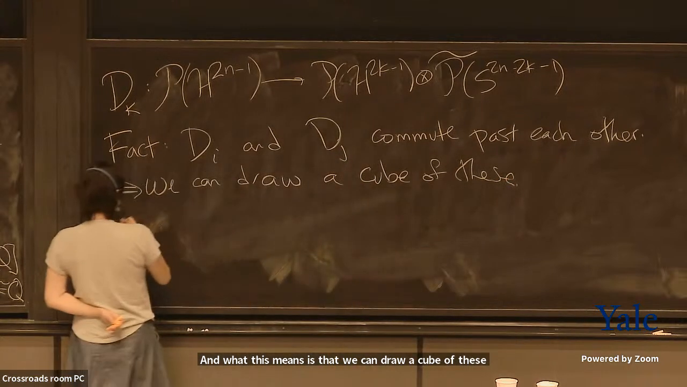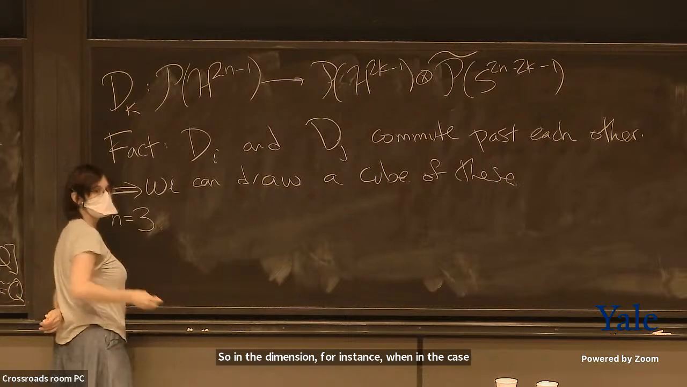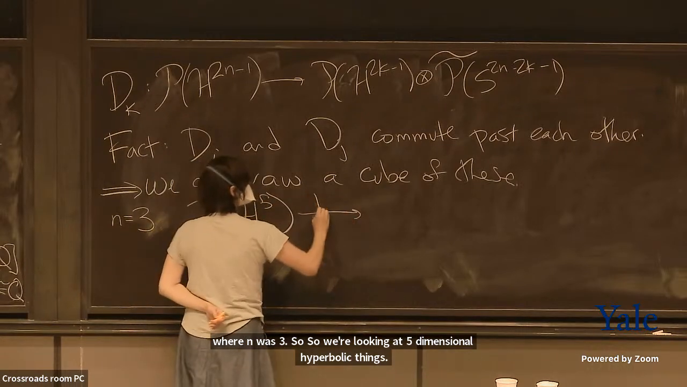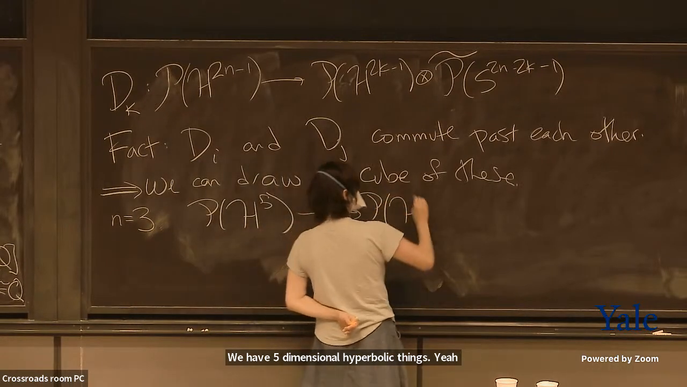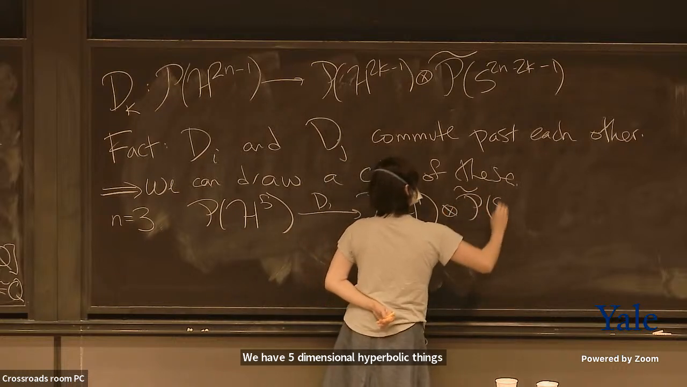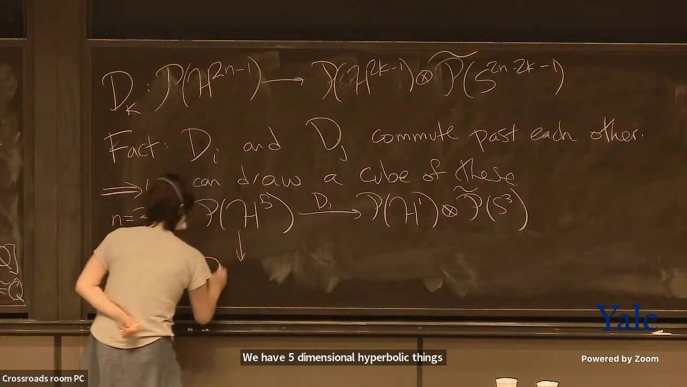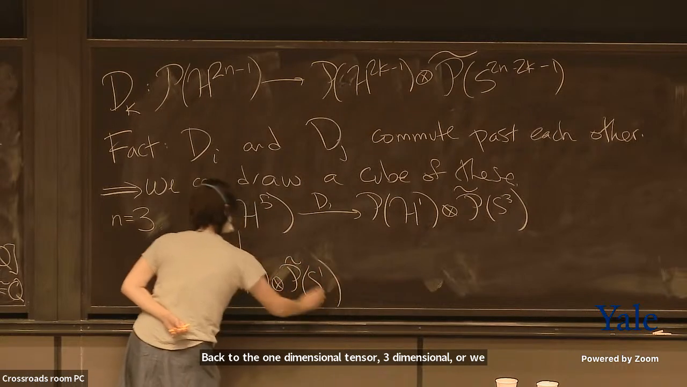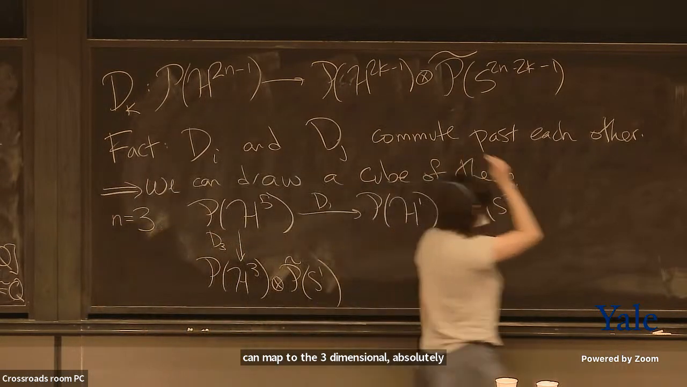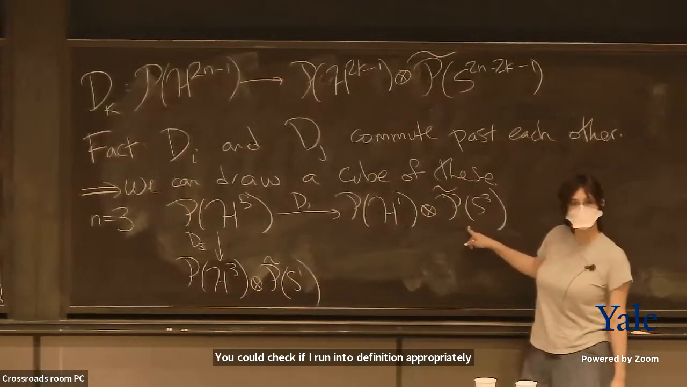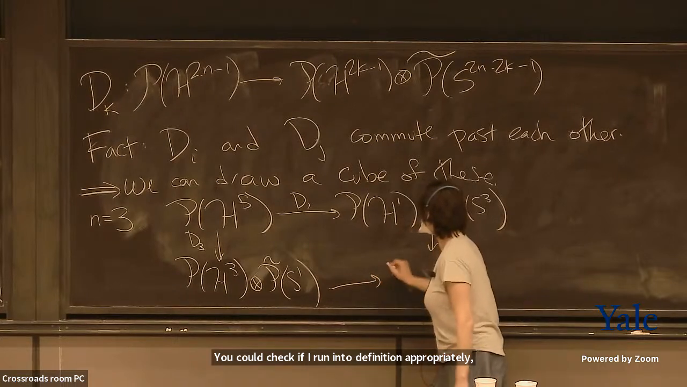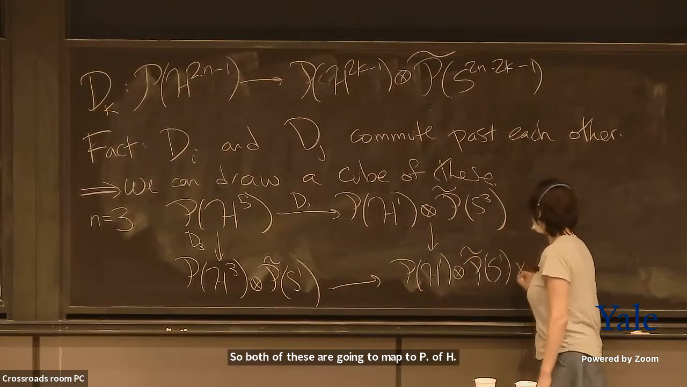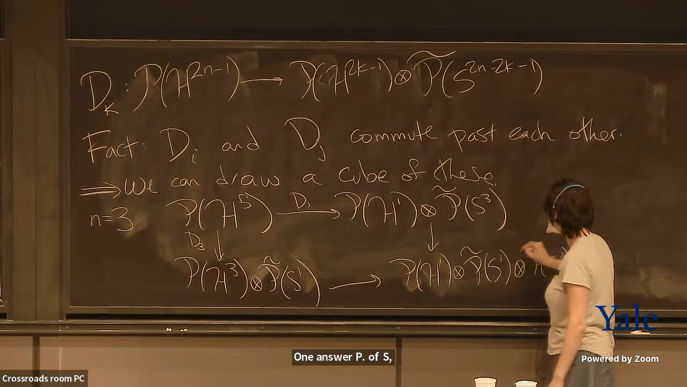So in the case where n was 3, we're looking at five-dimensional hyperbolic things. We have five-dimensional hyperbolic things. We can map by G1 to the one-dimensional tensor three-dimensional, or we can map to the three-dimensional tensor the one-dimensional. You can check by running the definition appropriately that you can define a Dehn invariant on the reduced version as well. So both of these are going to map to P of H1 tensor P of S1 tensor P of S1. And now you have to stop because you have no more Dehn invariants that you can apply.